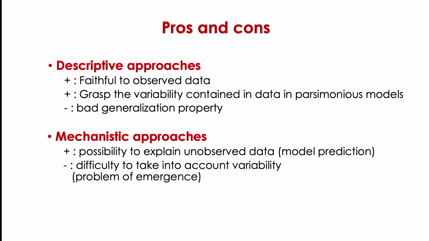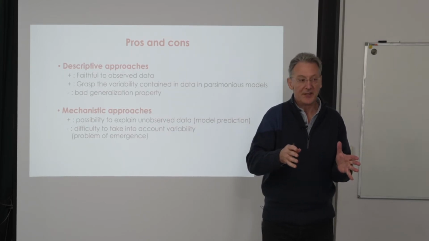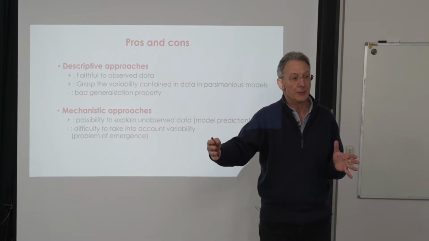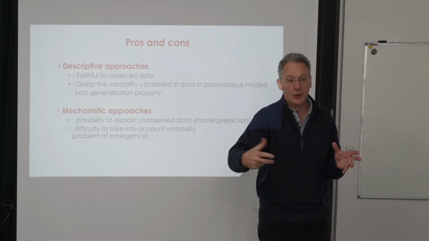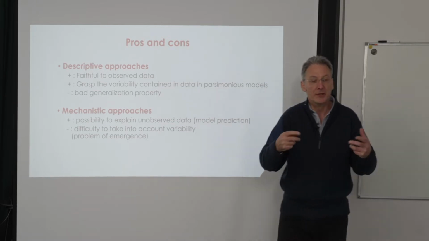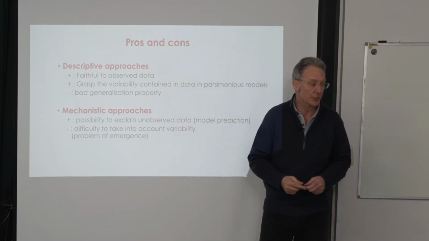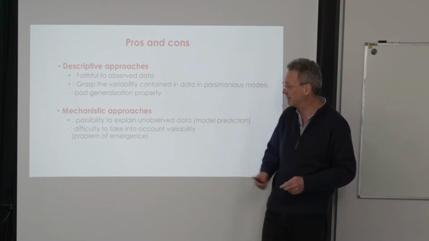On the other hand, the mechanistic approaches are quite the contrary. They are good at explaining the observed data and at generalizing. Because if I make a model of a plant up to time t, then it's very easy for me to compute the plant up to time t plus 1, even if t plus 1 was not observed, because I have these laws inside my model that correspond to the hypotheses behind. It may not be true, but it gives at least some element for the prediction of the plant at time t plus delta t.